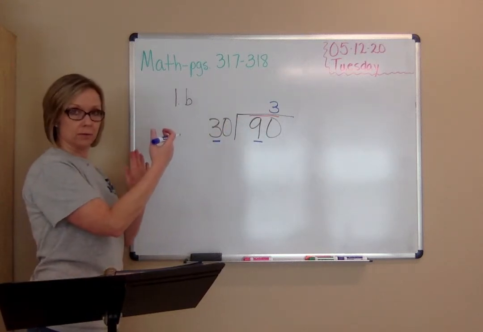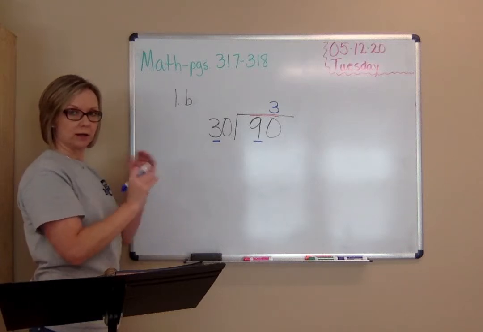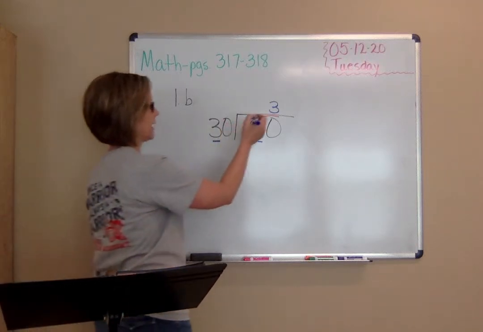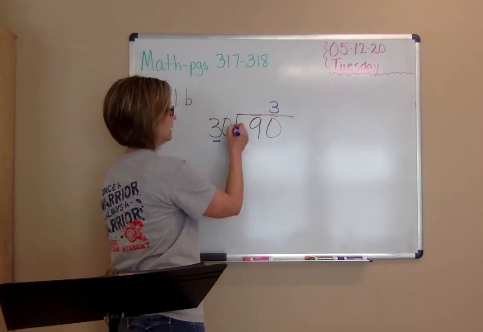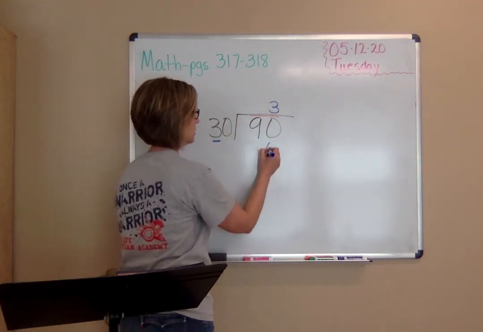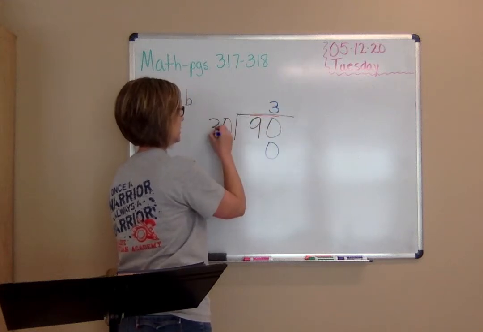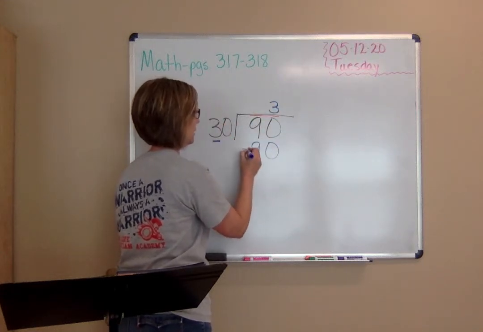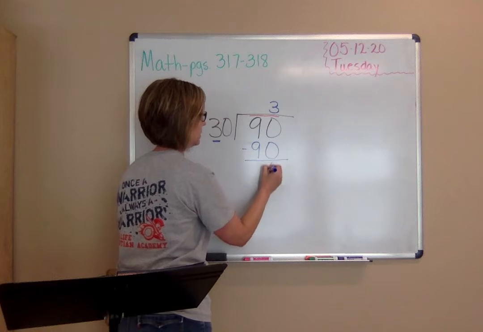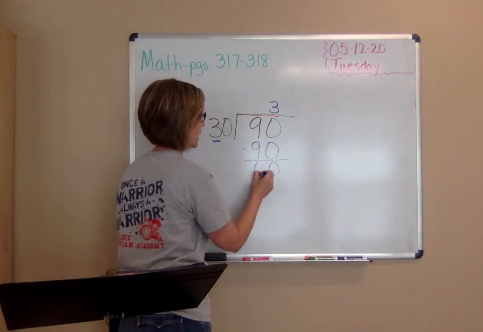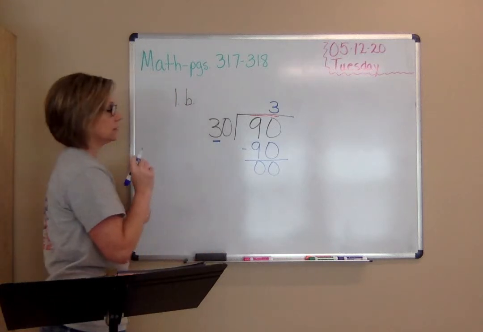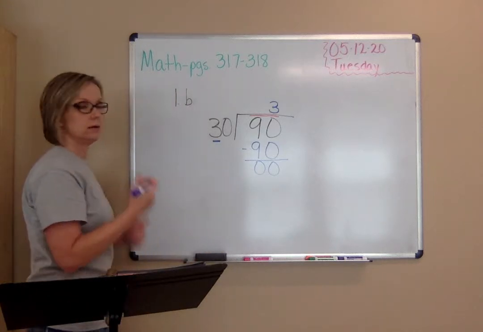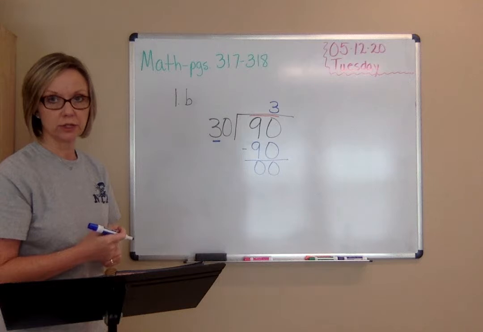I'm going to do the first way. This time I'm going to switch it a little. I'm going to divide it this way and multiply. 3 times 0 equals 0. 3 times 3 equals 9. 0 minus 0 is 0. 9 minus 9 equals, I'm sorry, 0. 0 is smaller than 30. Nothing to bring down, so we're finished there.